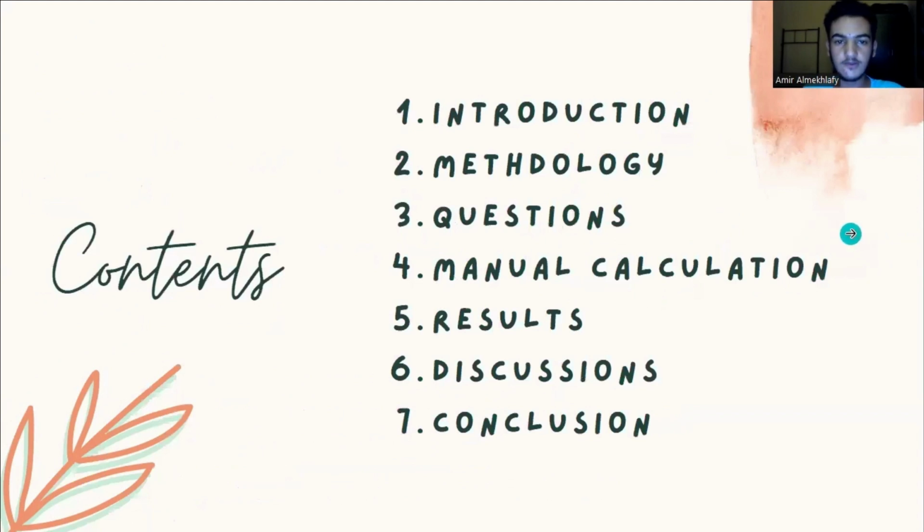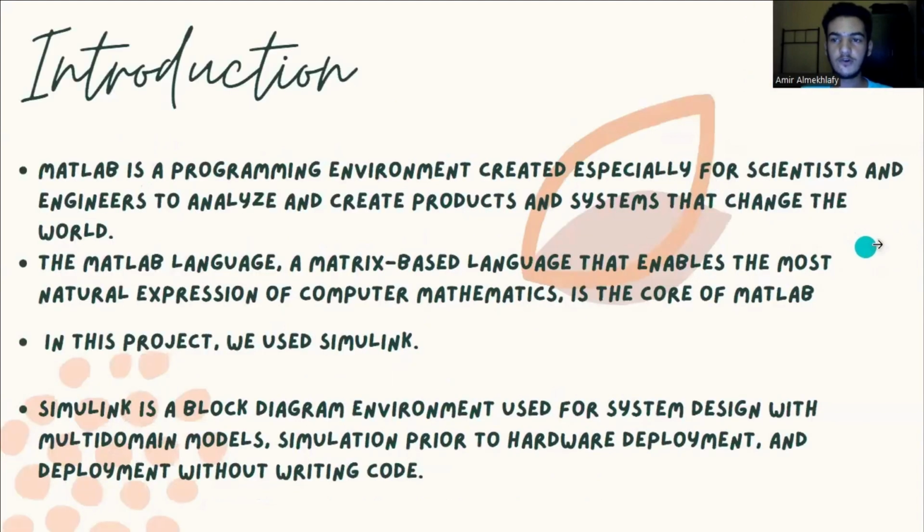So the content of our project is: 1 introduction, 2 methodology, 3 questions, 4 manual calculation, 5 results, 6 discussion, and 7 the conclusion. I will present the introduction, the methodology, and a little bit of the results.